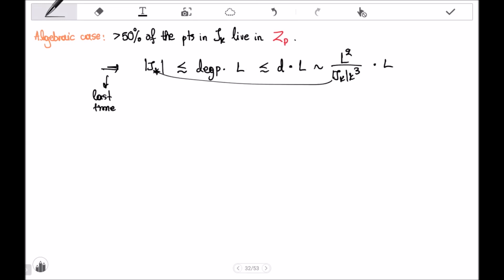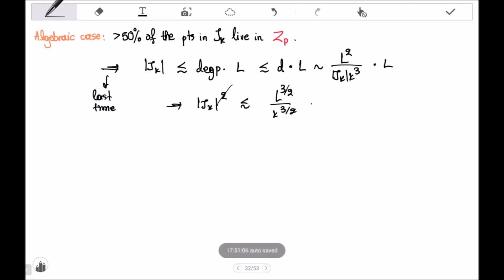So JK goes here. So JK squared is at most L to the 3 over K to the 3. And then I divide with a half. And then I'm done. So you see that I did find a lower degree that got me where I wanted. Okay. So that's really what I want to explain about how you deal with a cellular case. And then the algebraic case, how it's dealt with, depends on the problem.